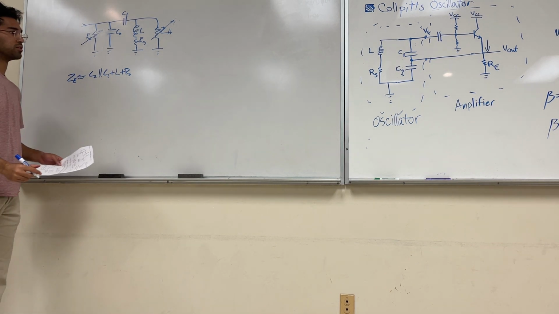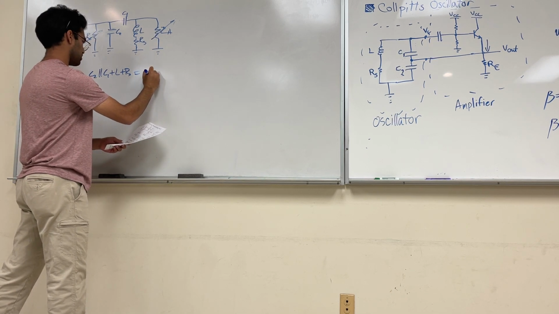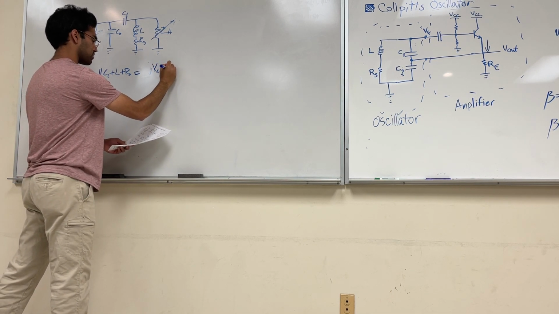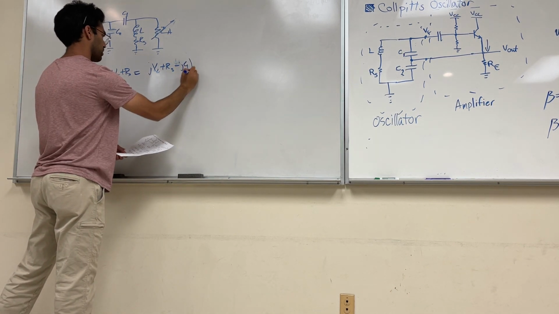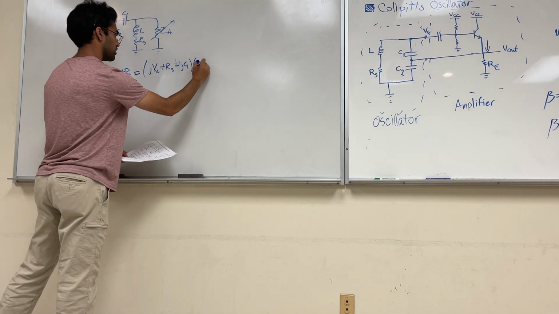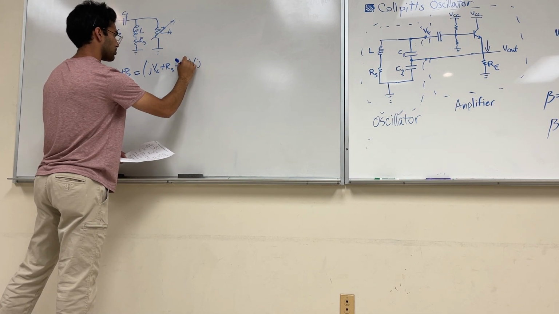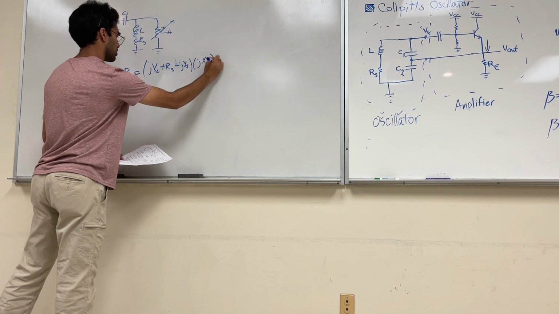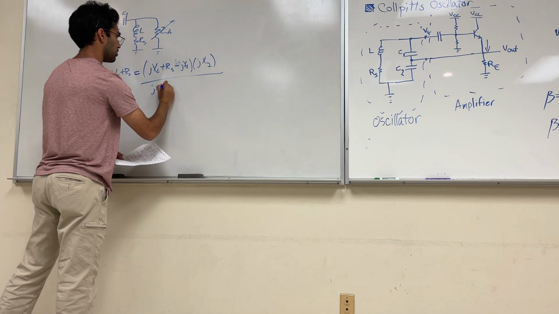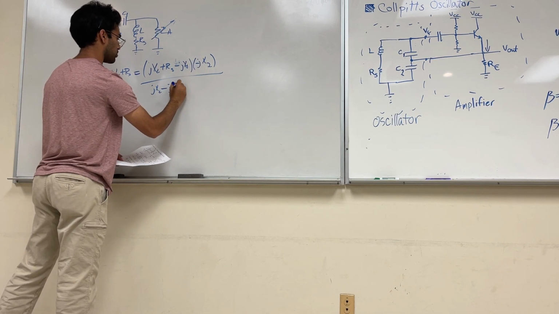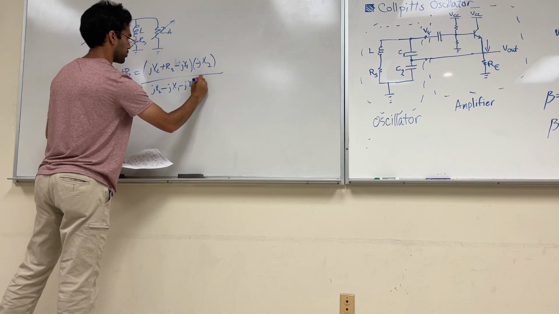Which, if you were to write it in terms of reactances, would be equal to jXL, which is your inductor, plus RS, plus or minus jX1 times jX2 over jXL minus jX1 minus jX2 plus RS.